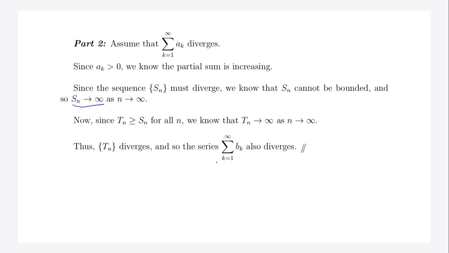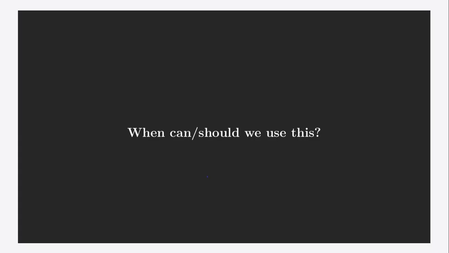So what we've just shown is that if one of the series converges, and we have another series that's less than that convergent series, it also converges. Or if one of the series diverges and the other series is bigger than that divergent series, it also has to diverge. And that's the comparison test.